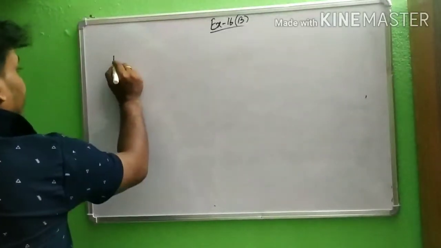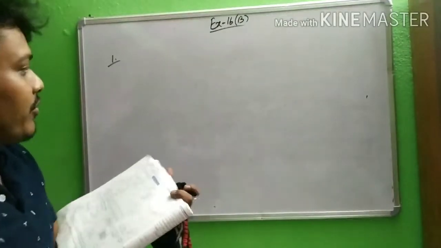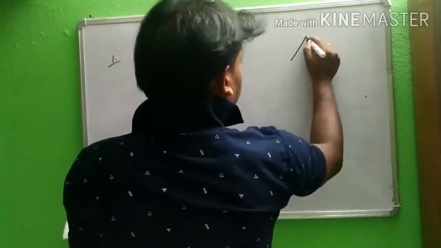So what is question number 1? Find the areas of the following polygons. The first polygon is like that.